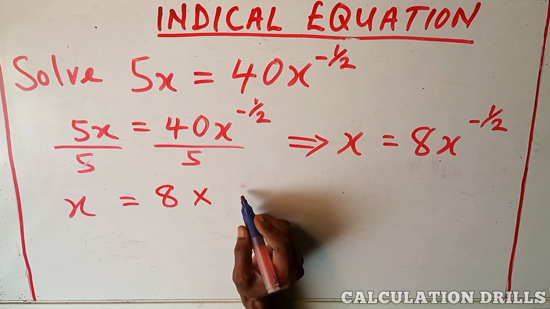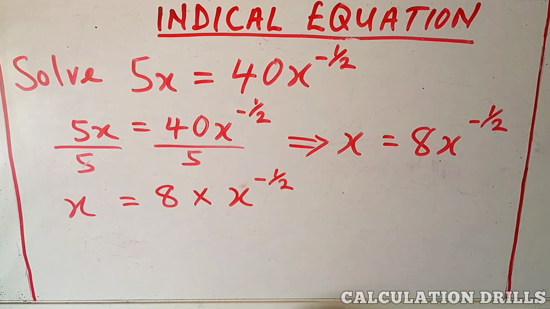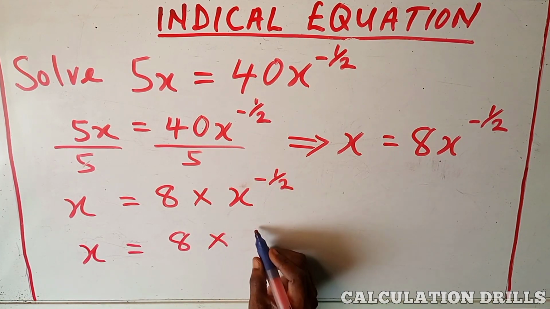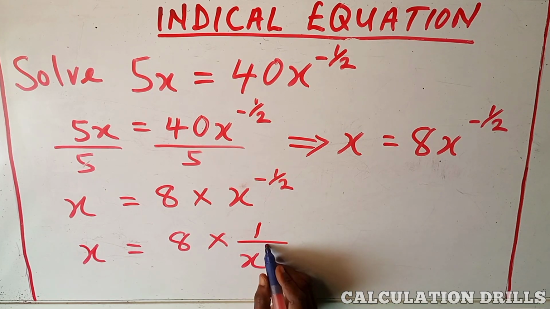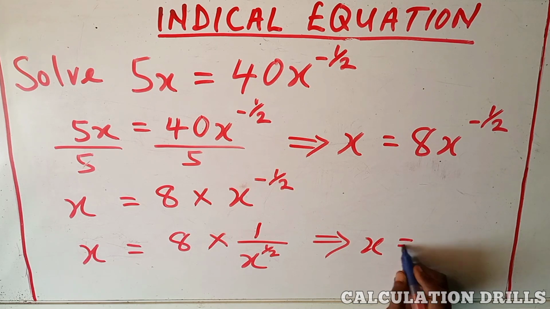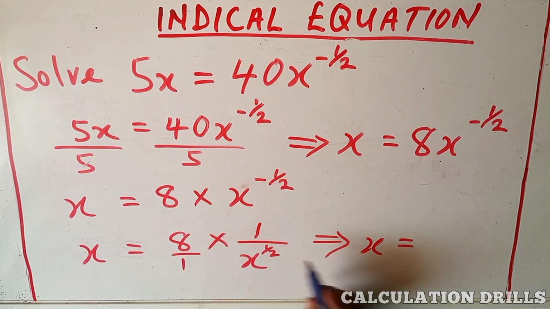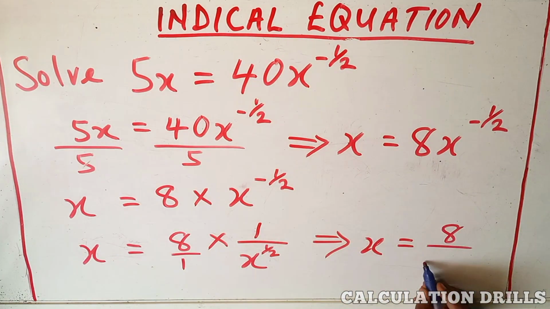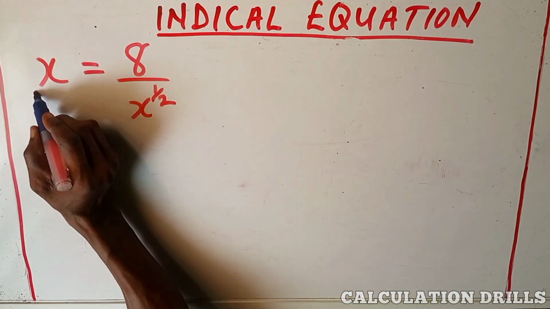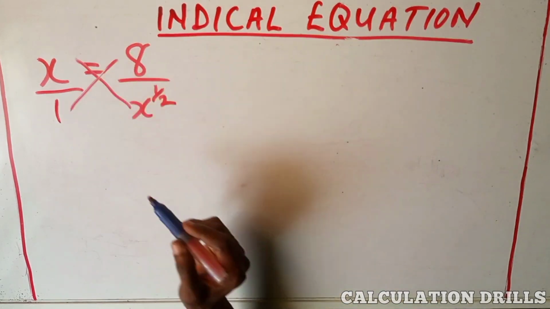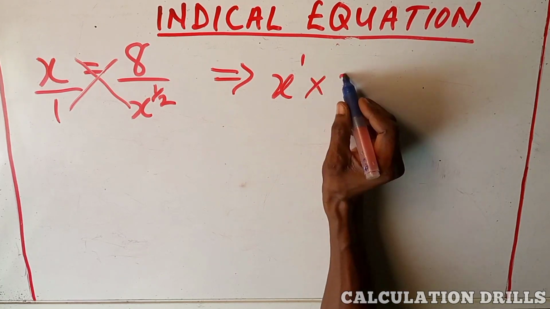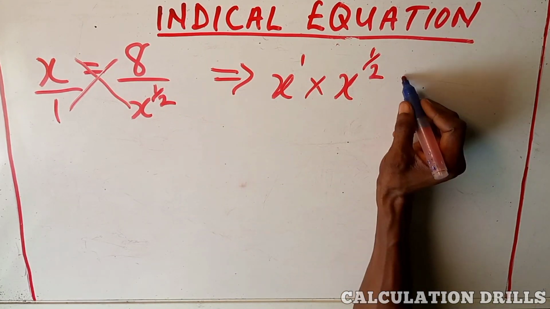I repeated the same thing. So that is the negative power rule. So we have 1 over x raised to power 1 over 2, then over 1, so that we can easily multiply. When we did that, it gave us x equals 8 over x raised to power 1 over 2. And we have to cross multiply. So when we cross multiply, we got our answer, as you can see on the board.